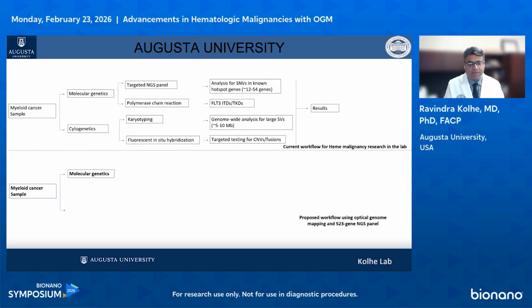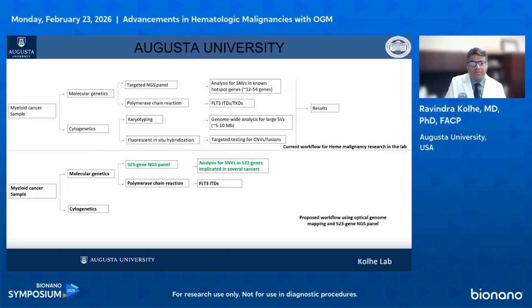And then what we have changed, based on what we think would probably be a better way of investigating and researching these heme malignancies, is getting a bigger comprehensive NGS panel, which has helped us to look at these heme malignancies in a more structural and better way. And for the cytogenetic aspects of the research, we are using optical genome mapping instead of karyotyping and FISH to look at structural variants, including copy number alterations of more than 500 base pairs. And then we compare the results of these two.